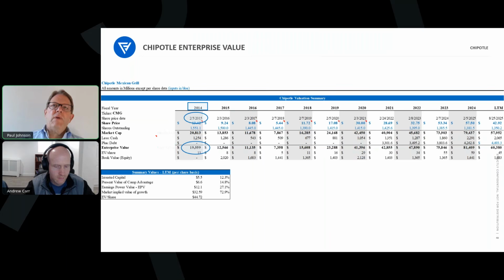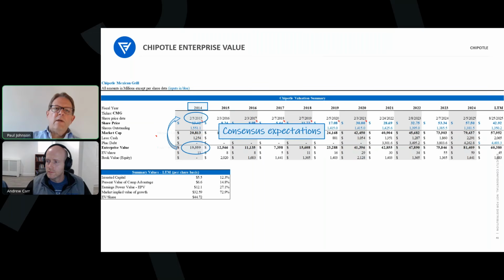The stock then traded all day the next day in response to that release. It gets priced on the 5th close, and that resulted in a market cap enterprise value of just shy of $20 billion. $19.6 billion. So that is consensus. I've captured consensus expectations about the future value of Chipotle on that day.